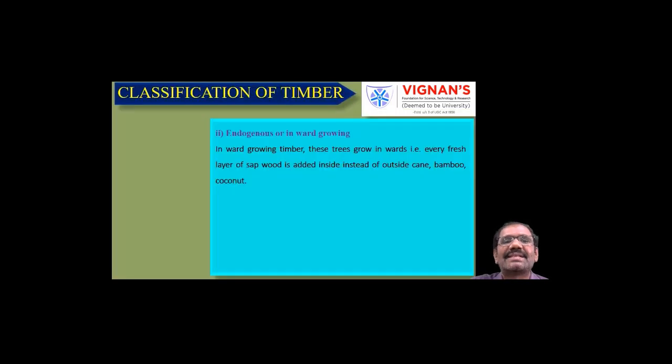outward growing trees. So in the endogenous, these trees grow inwards. Every fresh layer of sapwood is added inside instead of the outside, like cane, bamboo, coconut. So here in this inward growing, the layers are forming from outward to center. In outward growing, the layers, that is the rings, are forming from center to outside. So there and here the rings are concentric.